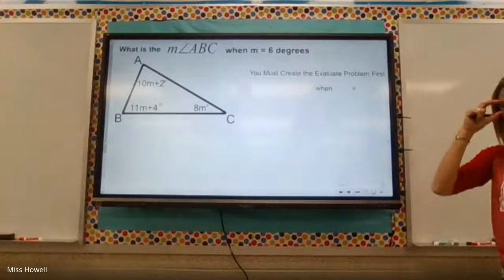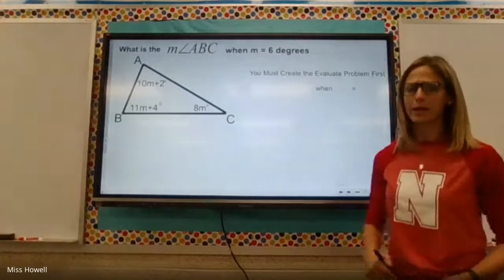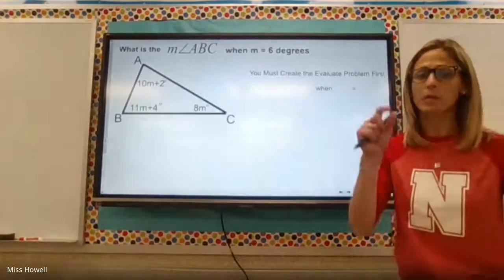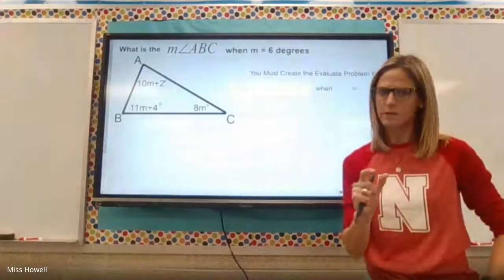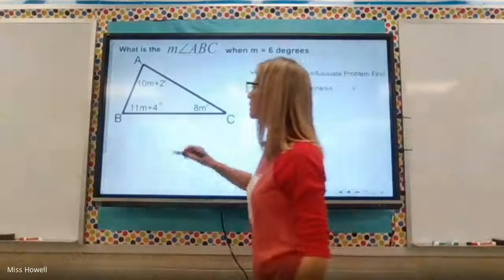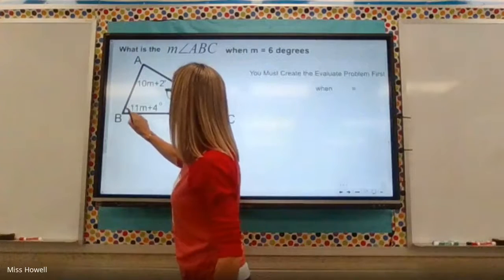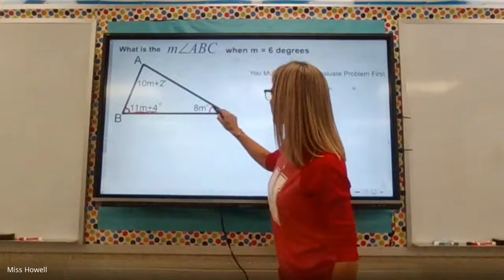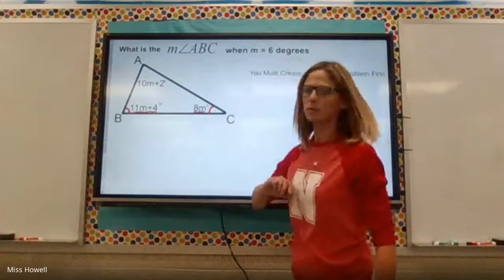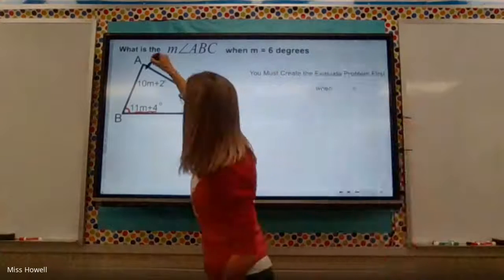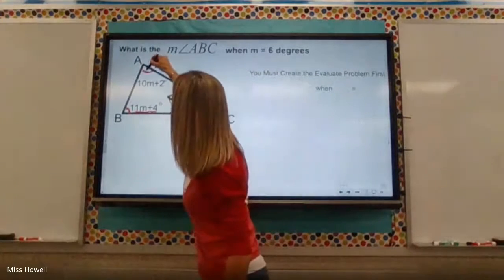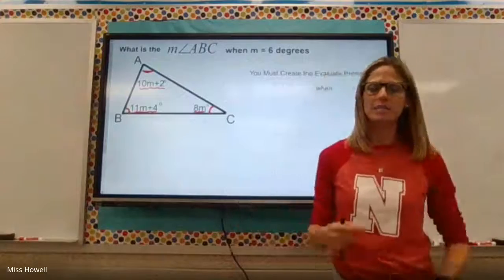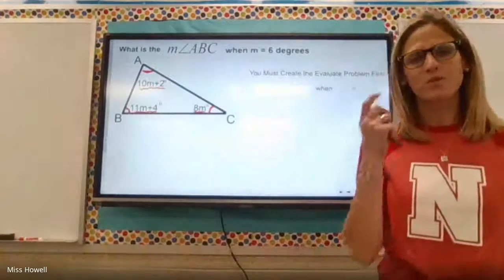All right, this one's a little bit tricky because I have to know again which portion of the picture it's asking me about, because I'm only using that particular expression to evaluate. So I want to know, am I doing this bottom angle here, which would be 11m plus 4? Are we doing this bottom angle here, which means I would be evaluating 8m? Or does it want us to evaluate this top angle, which would be this 10m plus 2? It's not asking for all of them. It's asking for one specific measurement of one of those angles.